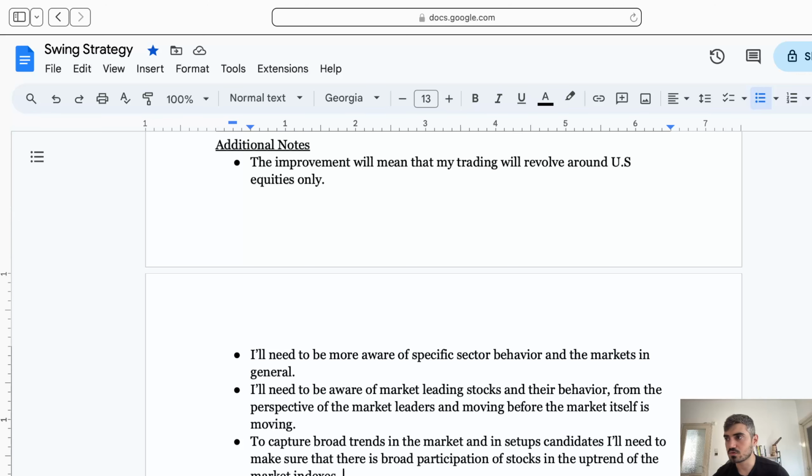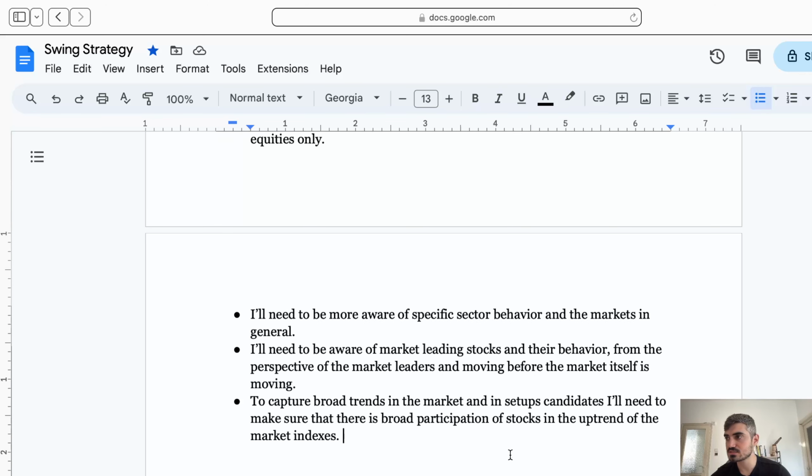Okay, to capture broad trends in the market and in the setup candidates, I need to make sure that there is a broad participation of stocks in the uptrend of the market indexes, which means I will need to be cautious.